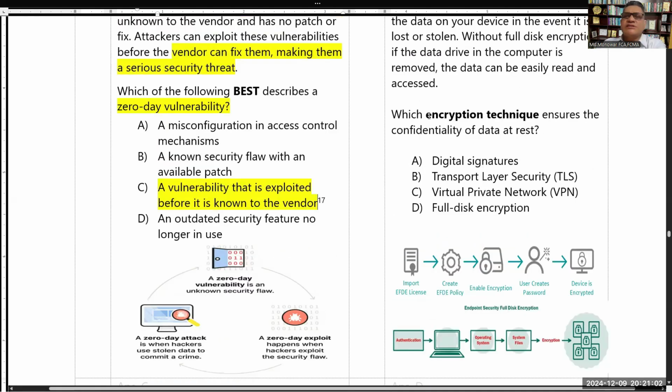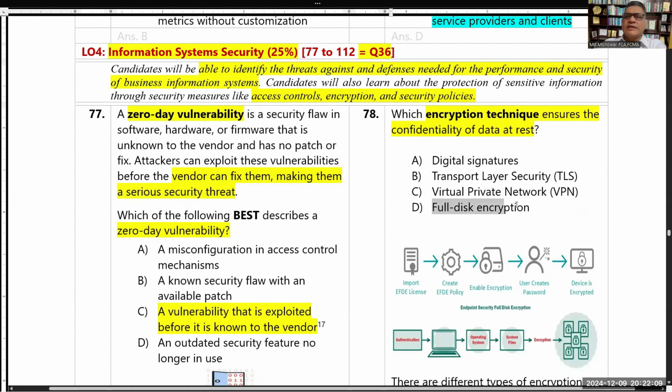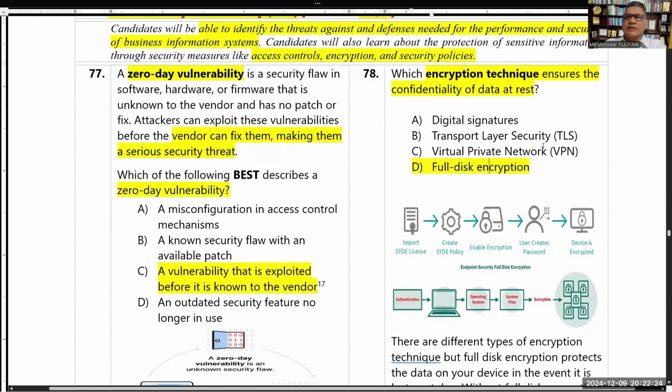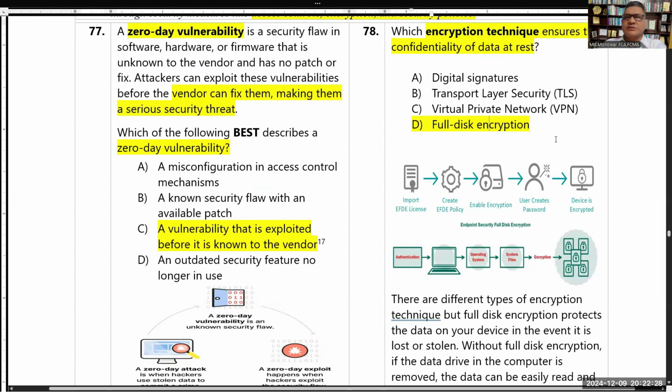Answer C. Which encryption technique ensures the confidentiality of data at rest? Full disk encryption is the answer, D. So the encryption technique, full disk encryption, ensures the confidentiality of data at rest. Full disk encryption is here.